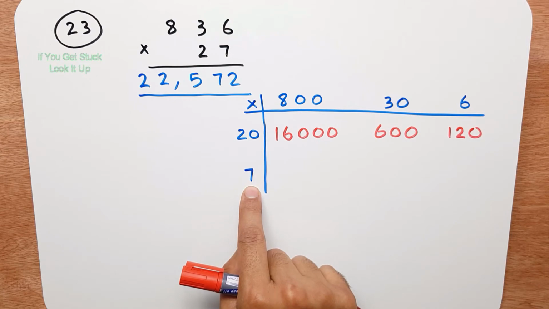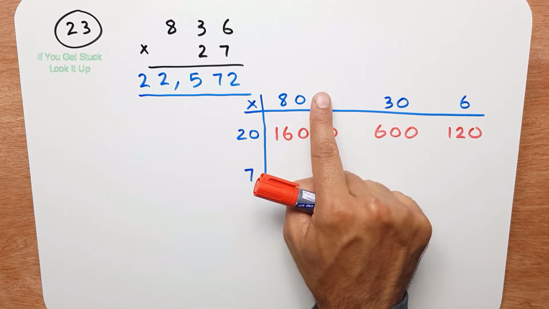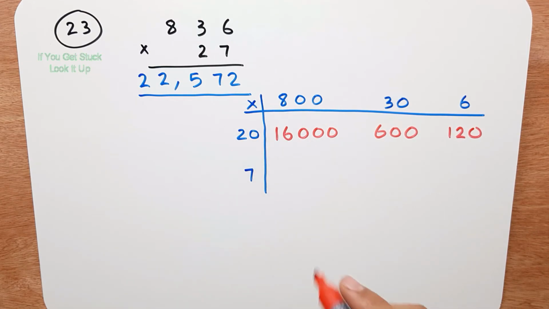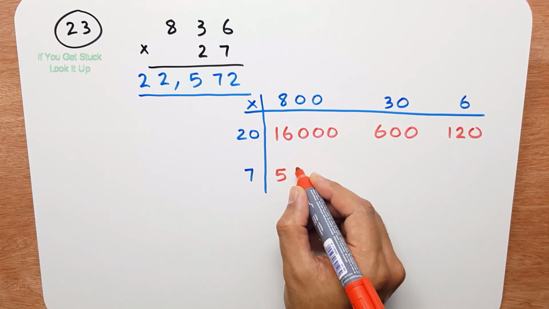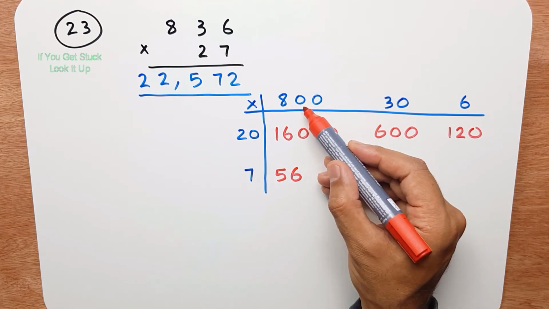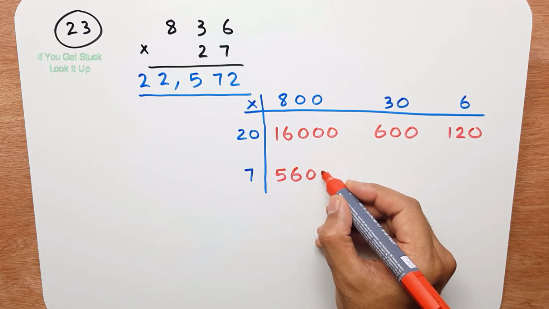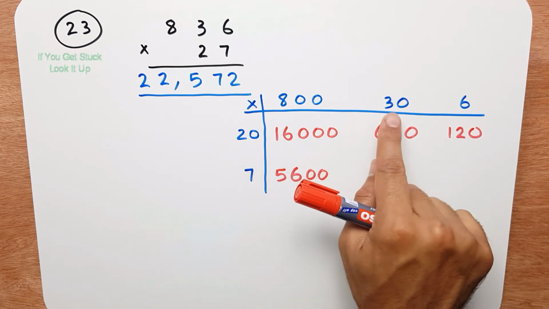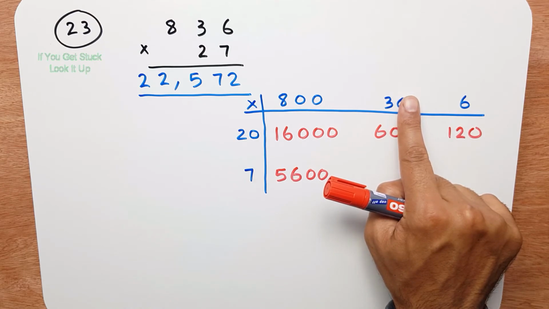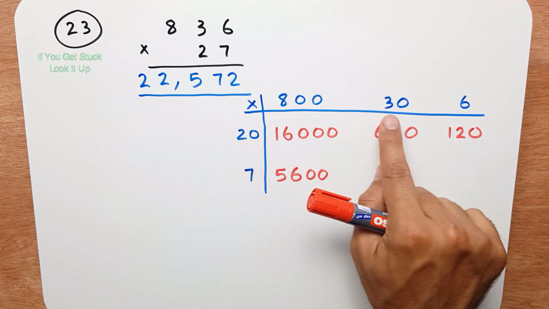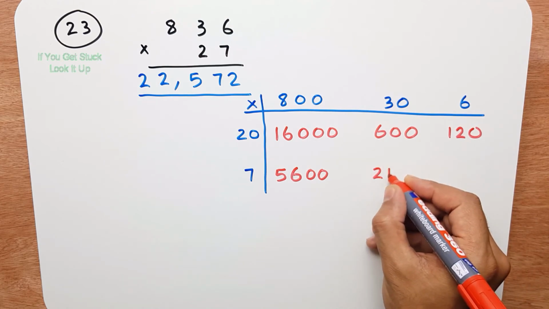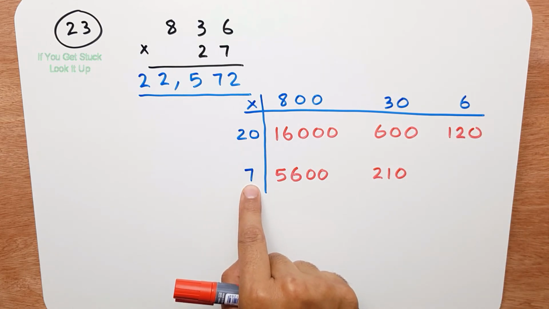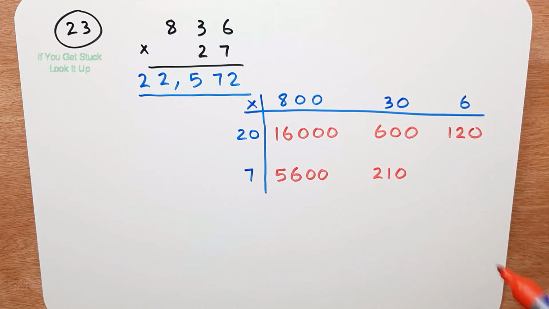Now I'm moving on to 7 times 800. So I'm going to hide these 2 zeros. And 7 times 8 is 56. We did that earlier, so I'm going to write 56 down. And I'm going to bring 1, 2 zeros back. Now I'm going to do 7 times 30. Again, I'm going to hide this 0. So 7 times 3 is 21. And I'm going to bring this 0 back. And my final calculation is 7 times 6. And that is 42.